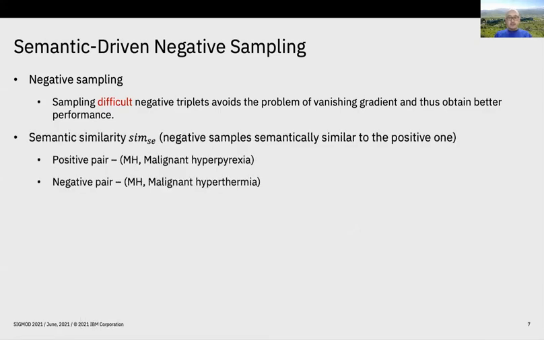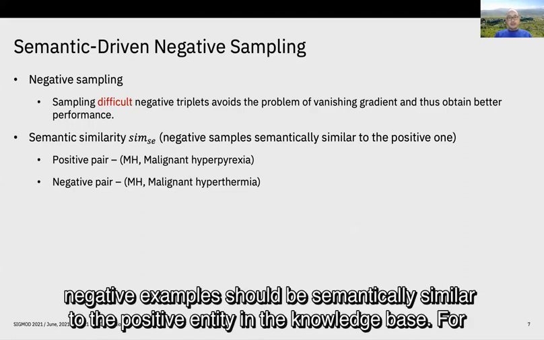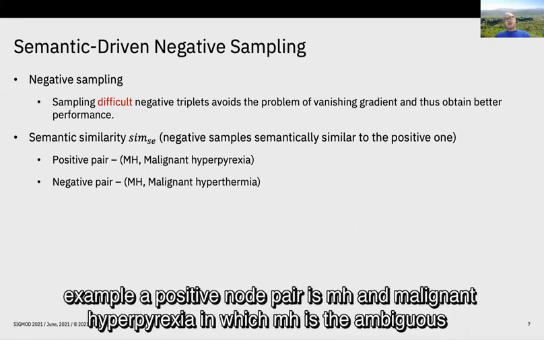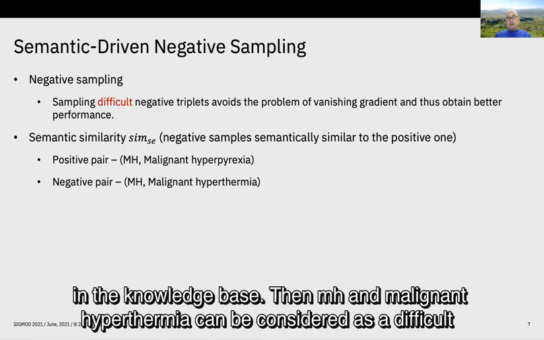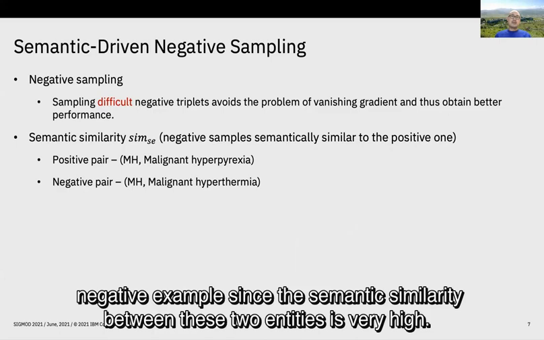First, difficult negative examples should be semantically similar to the positive entity in the knowledge base. For example, a positive node pair is MH and malignant hyperpyrexia, in which MH is the ambiguous entity mentioned in the query graph, and malignant hyperpyrexia is the labeled positive entity in the knowledge base. Then MH and malignant hyperthermia can be considered as a difficult negative example, since the semantic similarity between these two entities is very high.